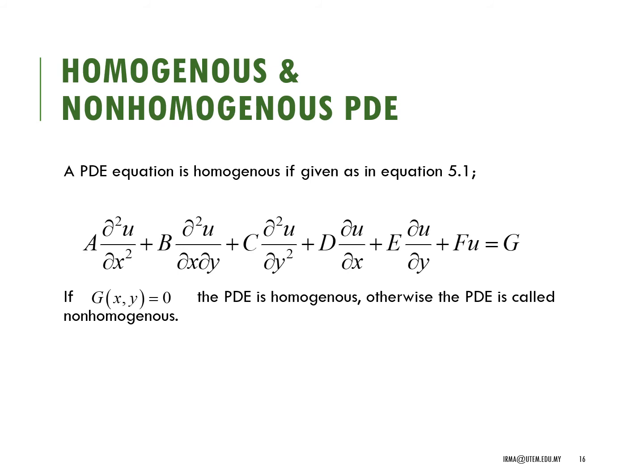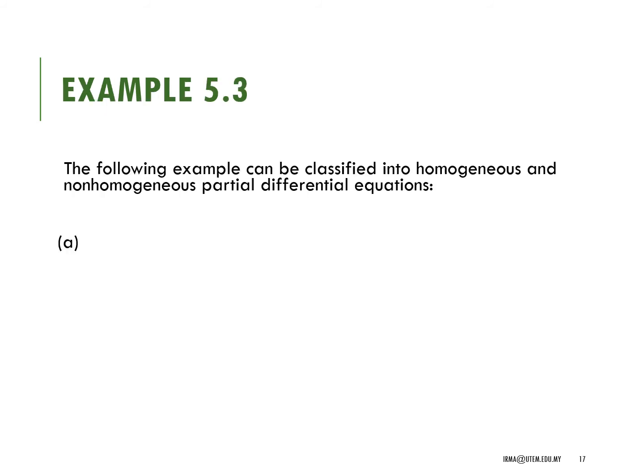Okay, so we move to the next terminology, which is homogeneous and non-homogeneous PDE. It's very simple. It's just the same as ODE, where if you have the terms of u, we put u on the left hand side. If you don't have the u, you put it on the right hand side. And if g is 0, if the right hand side is equal to 0, we call it the homogeneous PDE. Otherwise, we call it non-homogeneous PDE. Okay, let's look at this example.